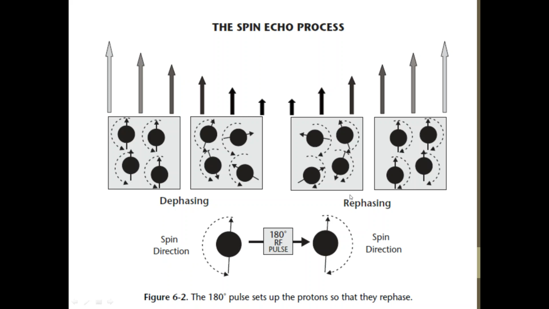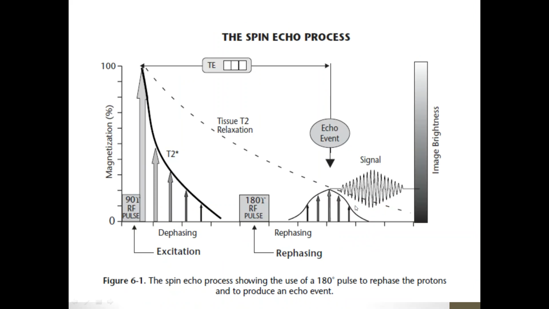So the T2 image here depends on applying a 90-degree pulse, after which we apply a 180-degree radio frequency pulse, causing refocusing of the protons, or rephasing the protons again in XY direction. This is called the spin echo process.